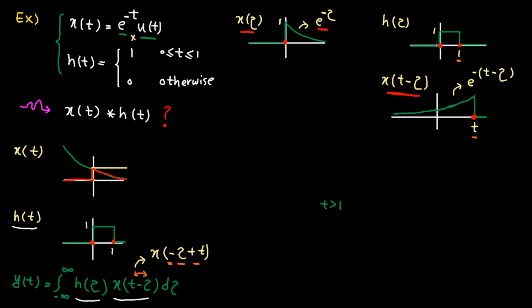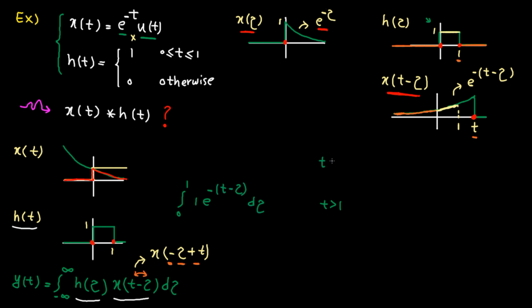For this case, 0 in this interval is multiplied by this tail. Also, h is 0 for all these points. So here is the only box that the product between h and x is non-zero. So the integral is from 0 to 1. In this interval, h is 1 and x is the exponential function.